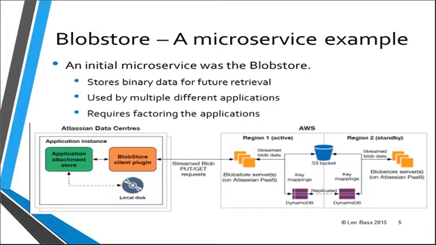So again, this is a common theme when you're migrating to microservices: you look at your existing applications and say, okay, what are some of the common features that exist in duplicate in these applications? Let me factor them out and create a microservice that will handle that. In this case, it's Blobstore.